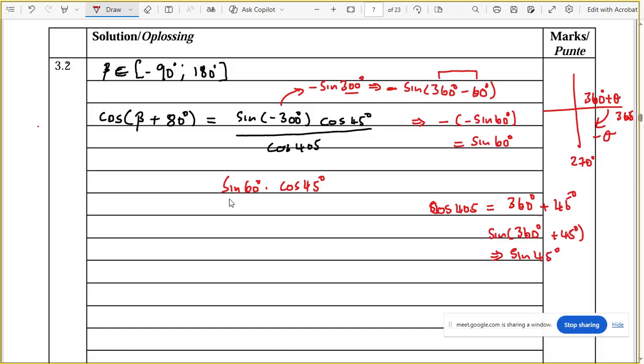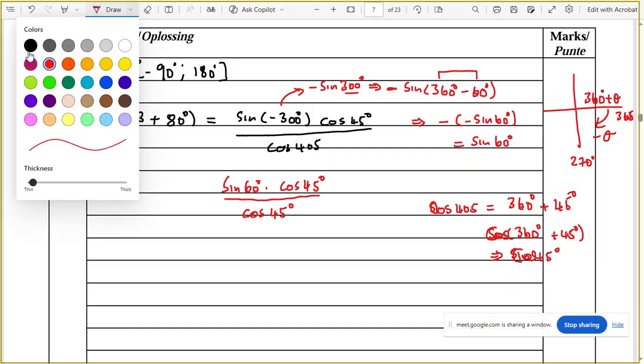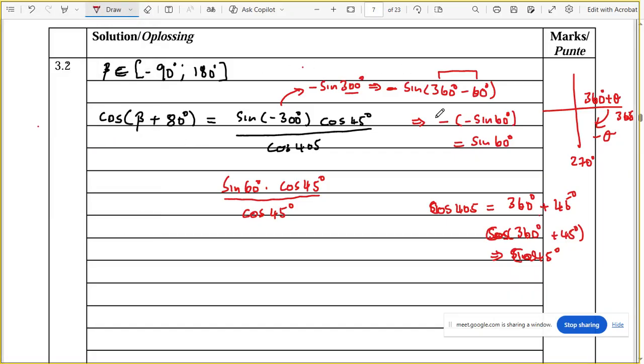Then you're going to divide that by the cos 45. Oh, I'm sorry, how did we get sine? This should be cos, this should be cos. So we're going to divide this by the cos 45. You guys understand how I did that reduction formula? Are you all happy? Yes, sir. Okay.